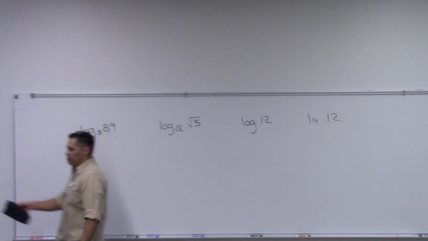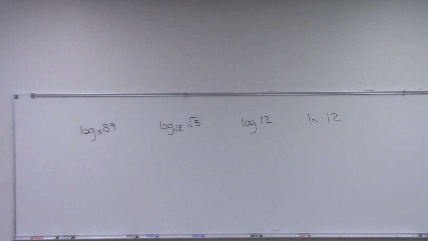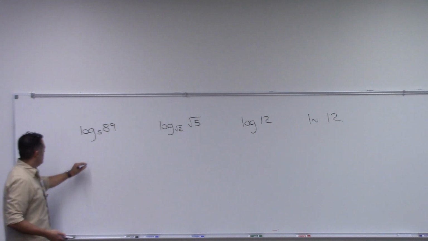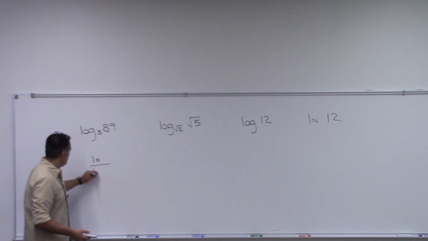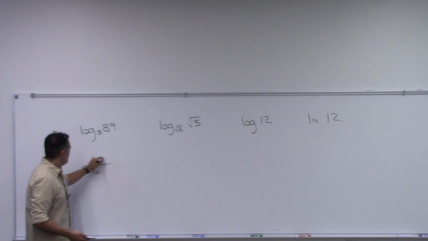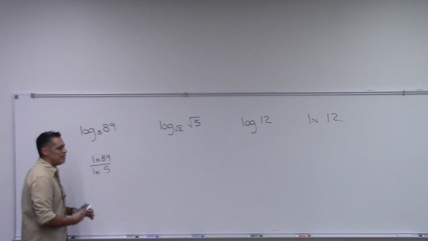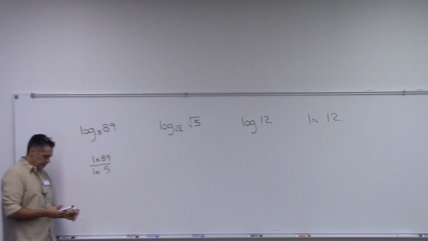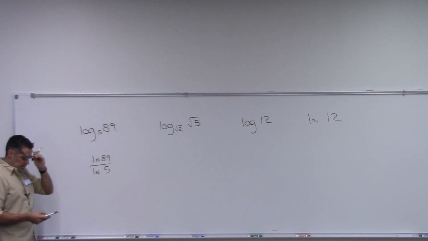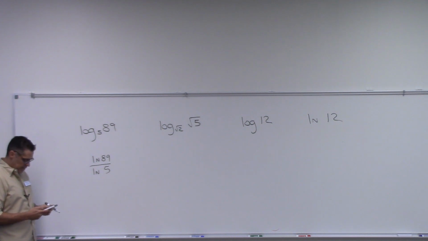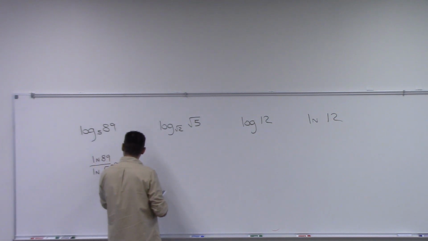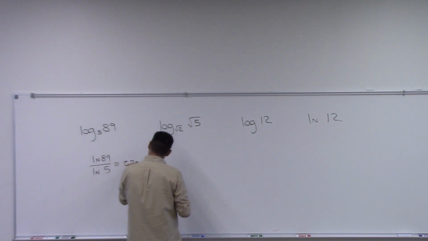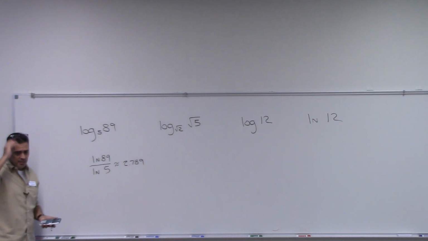And I'm going to show you on each of these how I'm going to do these on my calculator, right? This first one's pretty straightforward. Natural log what over natural log what? 89's on top, 5's on the bottom. Isn't that easy to remember too? Because the 89's up here, the 5's on the bottom. So you just do it like that. Natural log 89 divided by natural log 5. Approximately 2.78889. We'll round to, I don't know, 3 decimal places. That'll work.